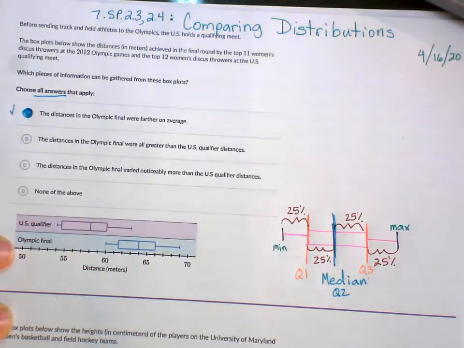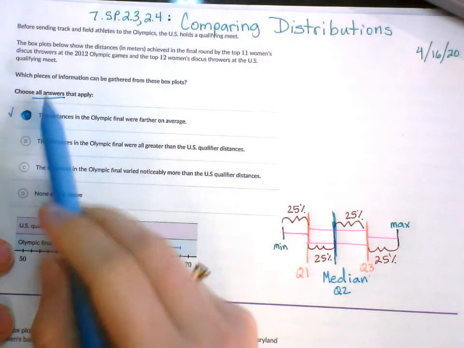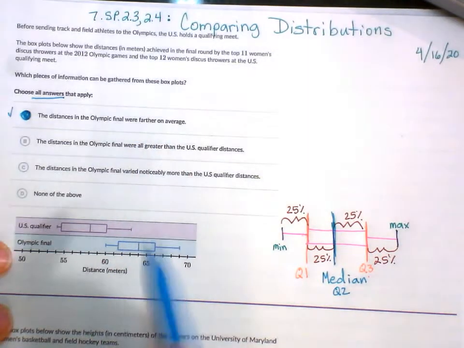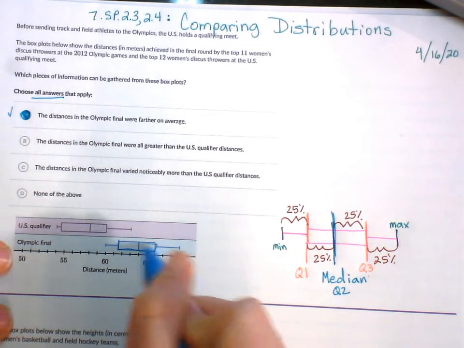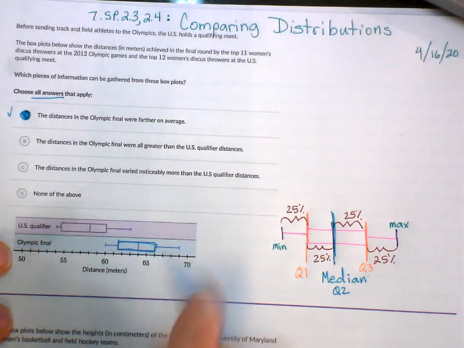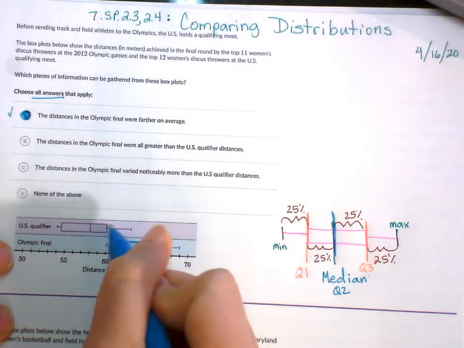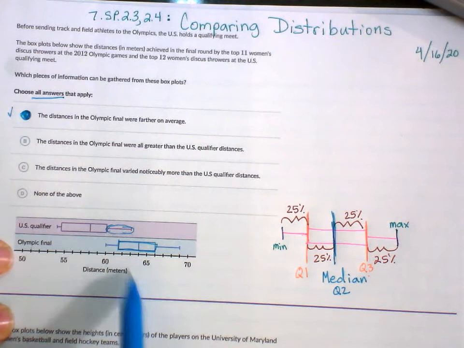I wonder how many of you guys select one and then just say confirm or check. And then you realize, oh, I didn't choose all the answers. So the Olympic finals on average have farther distances. This box, actually the whole thing for the most part, is farther to the right, farther distances compared to the US qualifier, which is just this that overlaps. So these are all farther to the right, farther distances.